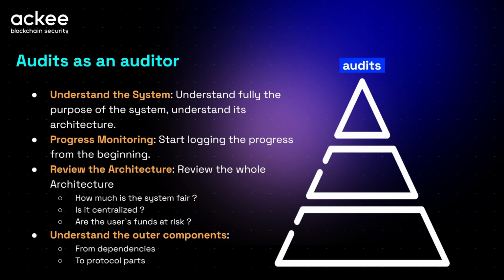So it starts from dependencies to protocol parts. We always need to understand not even the smart contract, but also the off-chain protocol parts, or even, as I was talking about, the employees in the company. This is really, again, an important part because your system can be secure, but it can be vulnerable from the inexperienced team members, for example.